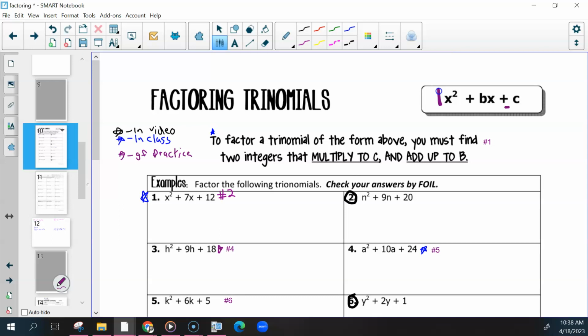So the number that's given, we're going to multiply to get C, whatever that is. Whatever numbers we find that multiply to be C, those same numbers have to add up to be B. And we have to see which ones work. And those will be our factors, our answers for each problem.